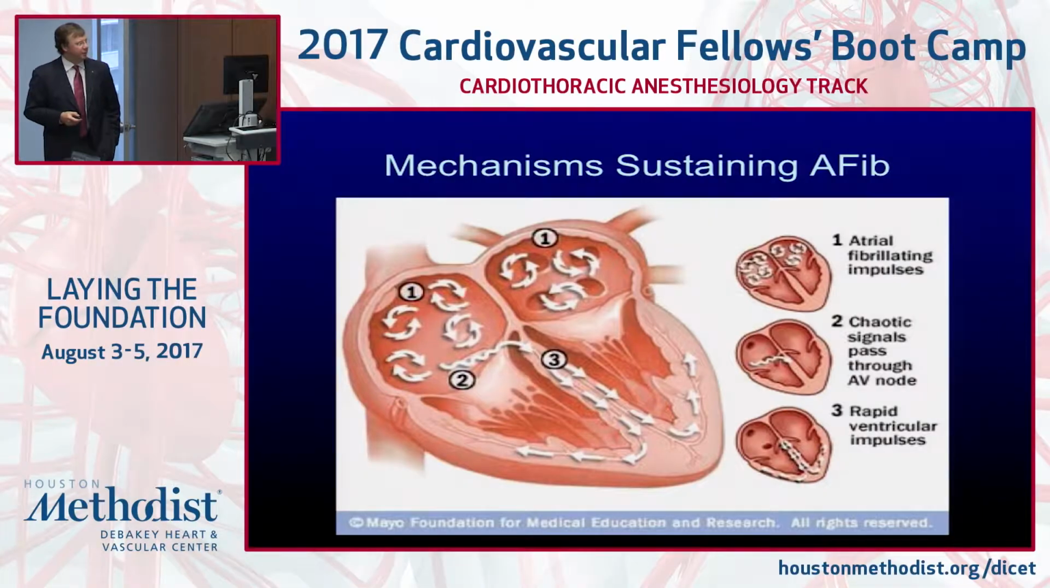So the mechanisms sustaining AFib: you have triggers or impulses for AFib, and those can be anywhere in the atrium. They talk about the pulmonary veins being highly concentrated for triggers of AFib, but they can be anywhere in either the right or left atrium. You have chaotic signals that come from the macro reentrant circles, and that goes across the AV node, and then you get rapid ventricular response.